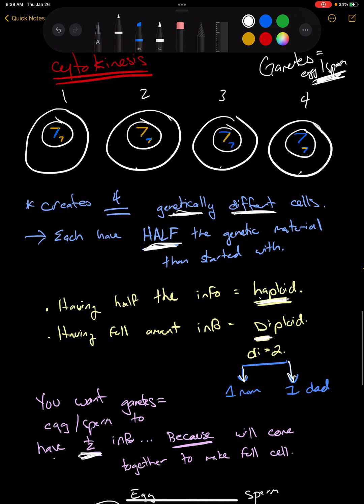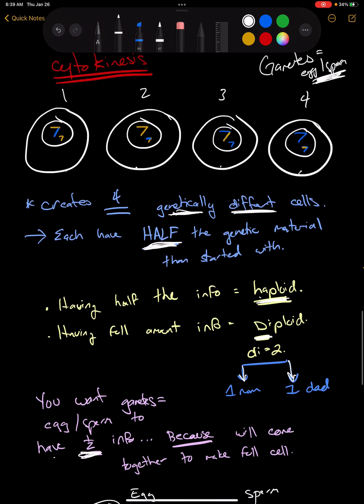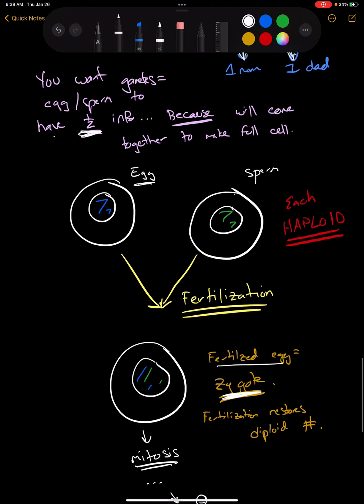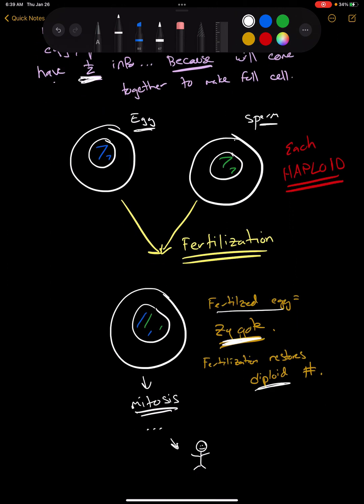And since they have half the information, they're called haploid, which is a good thing, because if each of my gametes is haploid, then when they come together, they will restore that diploid number, because you get 1 from mom, 1 from dad. Okay, I hope that helps.